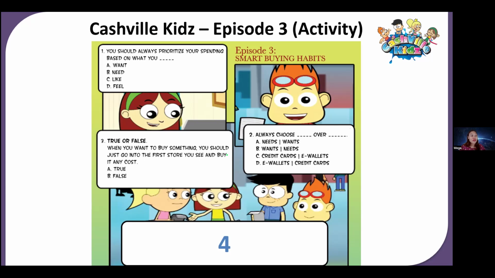Now, this is a true and false session. When you want to buy something, you should just go into the first store you see and buy at any cost. So is this a true statement or a false statement? Give it a try, guys.